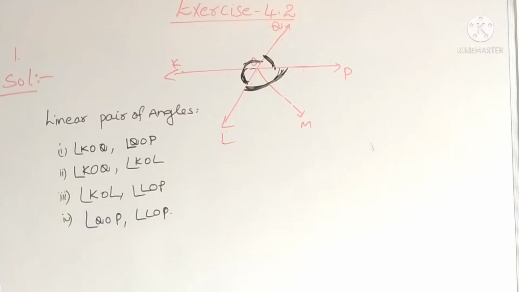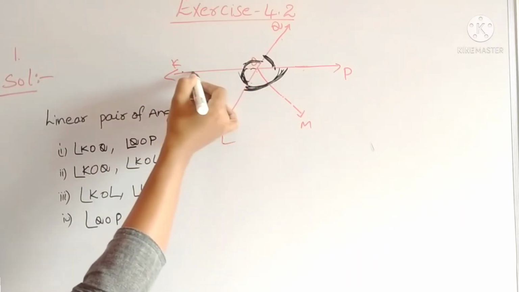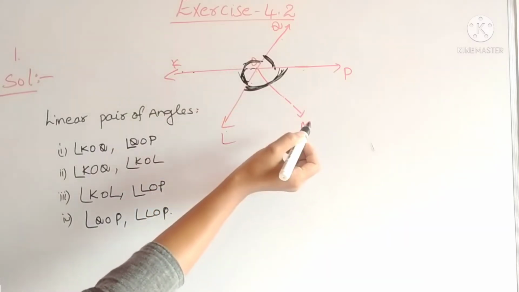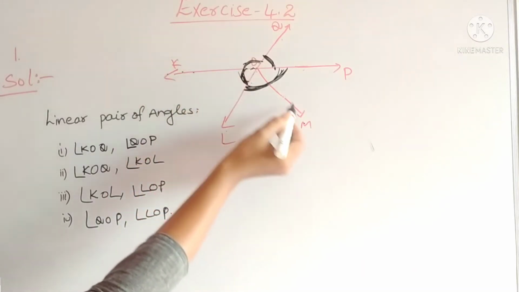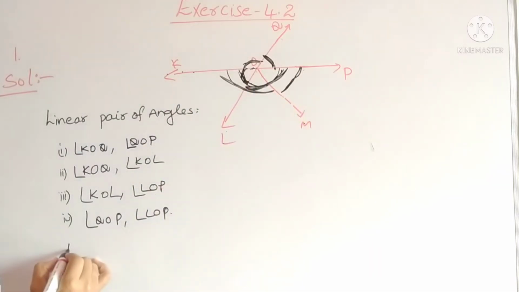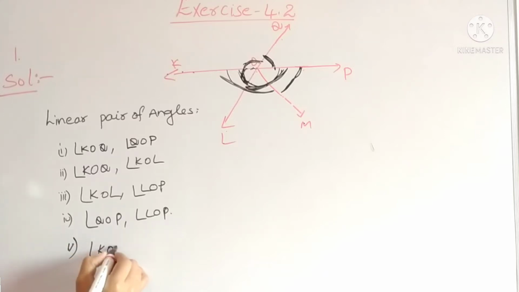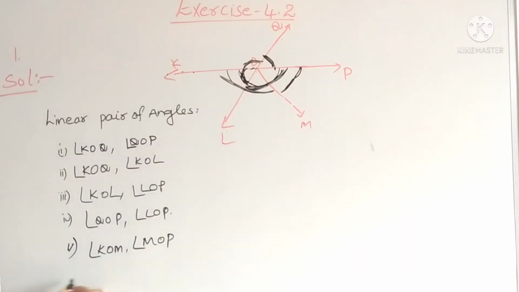And we can write more angles also. See, angle KOM. This is one angle KOM. And what is the remaining angle? MOP. Those two are forming a straight line. See, KOM, this angle and this angle. So angle KOM, angle MOP. Okay, and still we can write more angles.